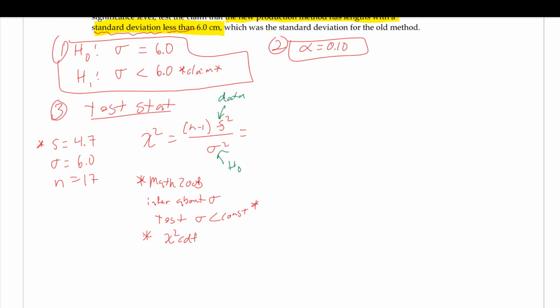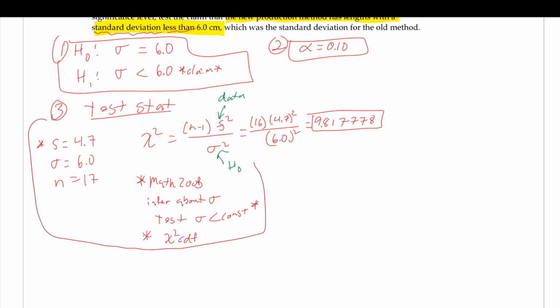All right, so let's go ahead and calculate this value by plugging all the values in. So n minus 1 is 17 minus 1, which is 16. S squared would be 4.7 squared over sigma squared, which is 6.0 squared, or just 6 squared. And let me go ahead and calculate that. And I get something like 9.82 if I'm rounding, but I'm going to retain more decimal places because I am going to use the function on our calculator, so I don't want to round too early in my problem. 9.817778. That's fine. Okay. All right, so that's a complete step 3, but to come up with that p-value, I am going to use the chi-squared CDF. So I'll do that in step 4.